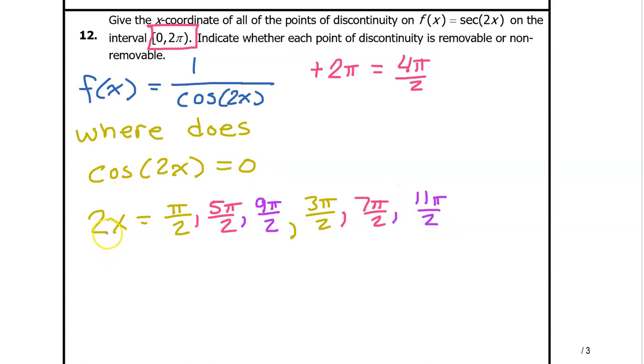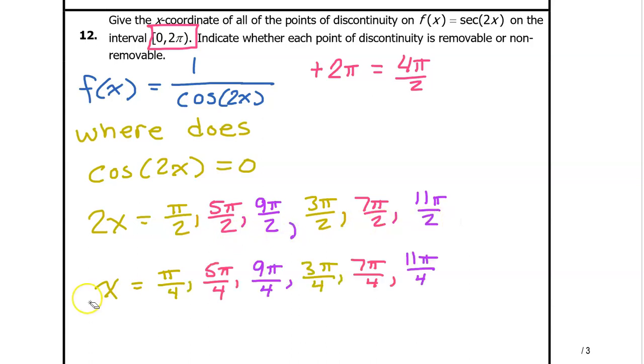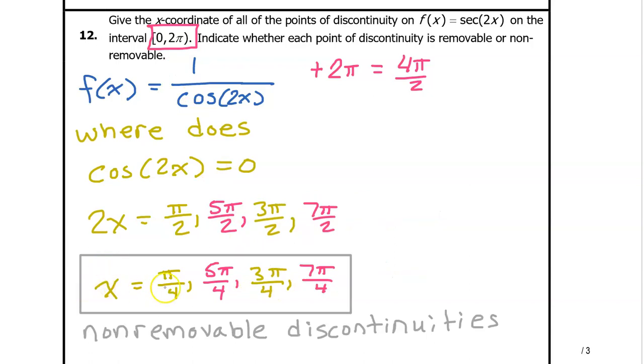Next, we need to divide everything by 2 in order to get x by itself. So x will equal pi over 2 divided by 2, which is pi over 4. So all of these values are going to end up with a 4 in the denominator. Now we just have to throw out the values that are bigger than 2 pi. 9 pi over 4 and 11 pi over 4 are both bigger than 2 pi, so they are outside the interval. These are the x-coordinates of the discontinuities between 0 and 2 pi, and they are all non-removable.